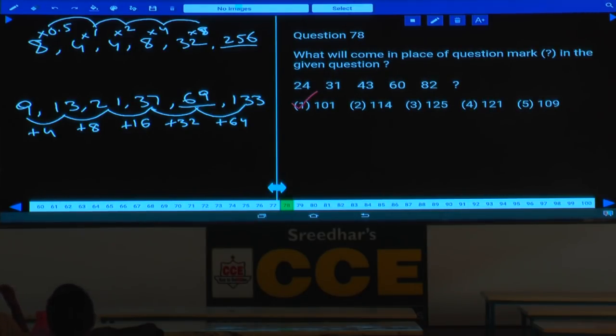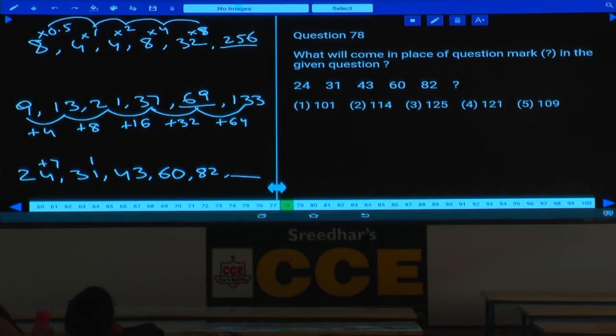Then 78. Again, the numbers are increasing at a very small rate, hence it must be under difference. Find out the difference: 24, 31, 43, 60, 82. The differences are plus 7, plus 12, 17, and 22. Then what is the difference between 7 and 12? Plus 5.